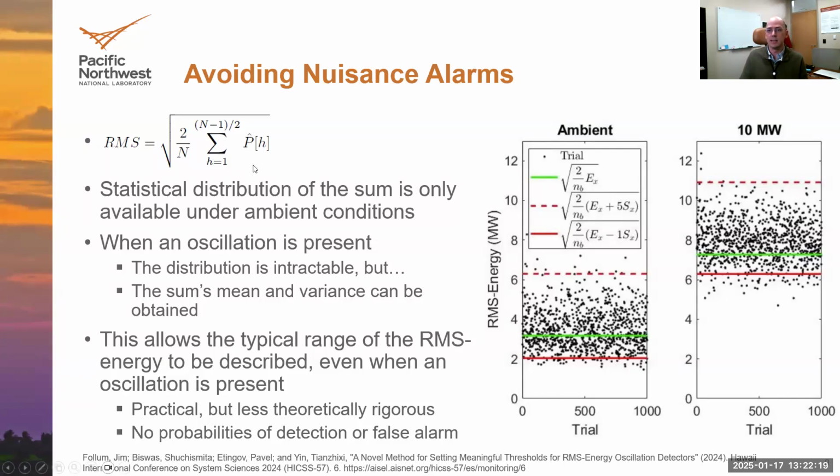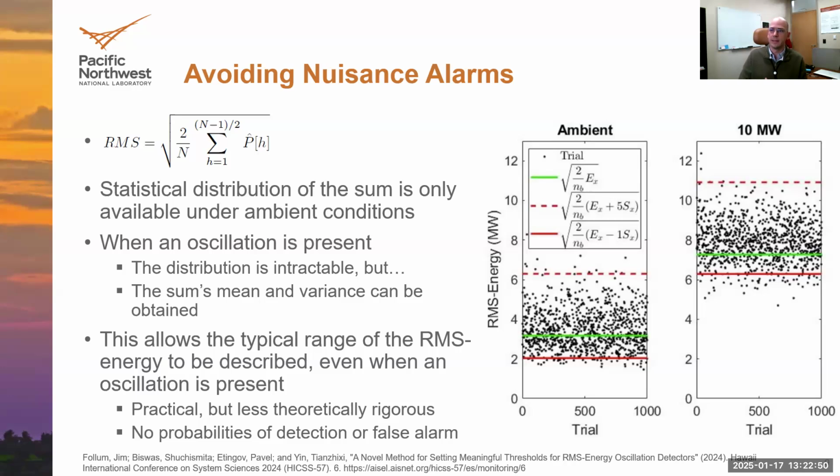But if we look at this sum, we can talk about its mean and variance. We can obtain terms for those. And that's useful in that we can then translate from the right side of that equation to the RMS, and we can set some typical ranges for the RMS energy. Here it's not as theoretically rigorous, since there are no probabilities associated with it, but it's just a typical range that we would expect.